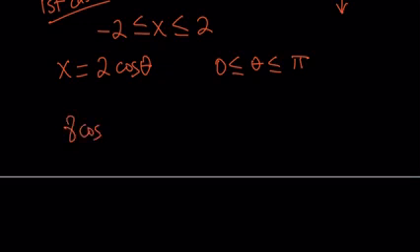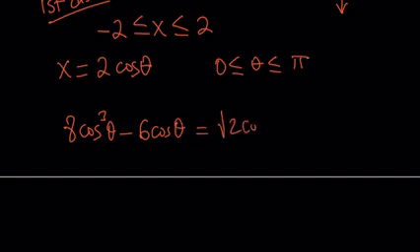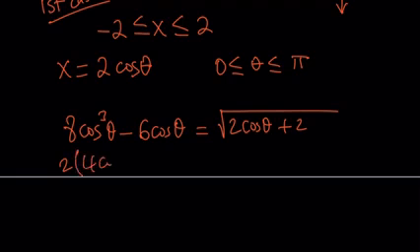8 cosine cubed theta minus 6 cosine theta, that should tell you something, equals the square root of 2 cosine theta plus 2. Now, how does this help? Well, if you look at the left-hand side carefully and take out a 2, hopefully you recognize the triple angle formula for cosine. All right? And on the right-hand side, we can basically do the following.